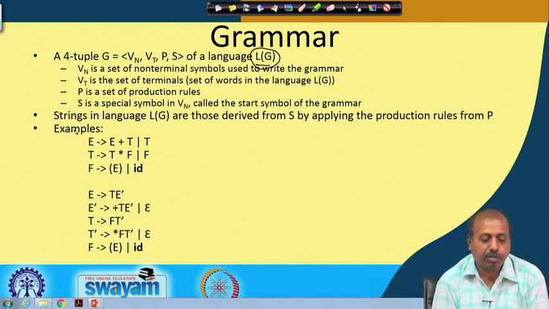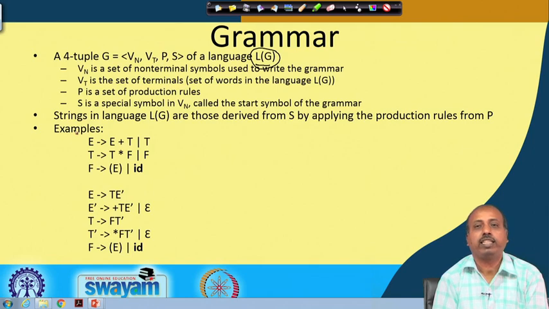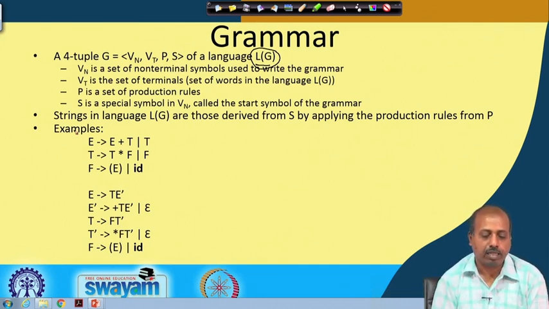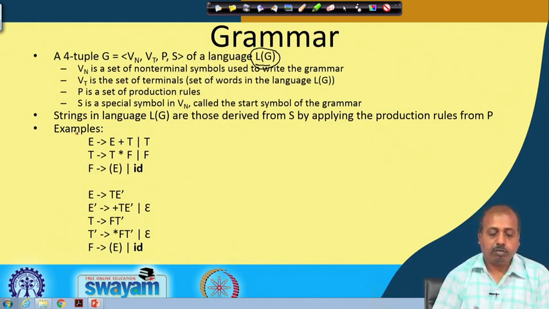Then apart from this VN and VT, the set of non-terminal and terminal symbols, we have got a set of production rules for the grammar. Production rules actually tell us how we can proceed with the non-terminals, how we can replace non-terminals by a set of terminals or non-terminals, etc. We will see some examples. And S is a special symbol in the set VN, the set of non-terminal symbols, and it is called the start symbol of the grammar. Okay. Now, we will take an example.